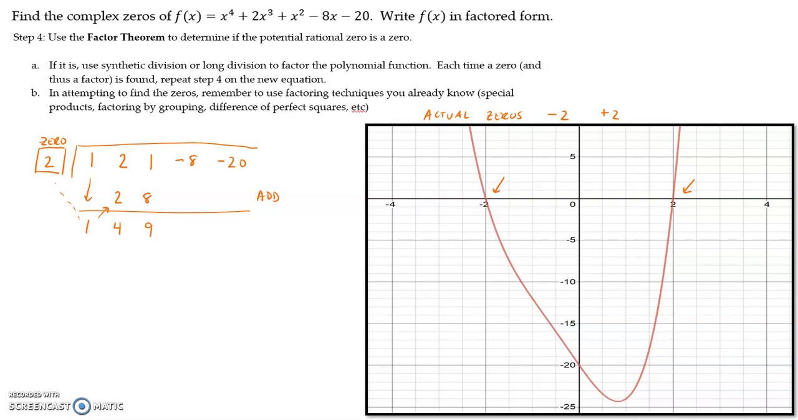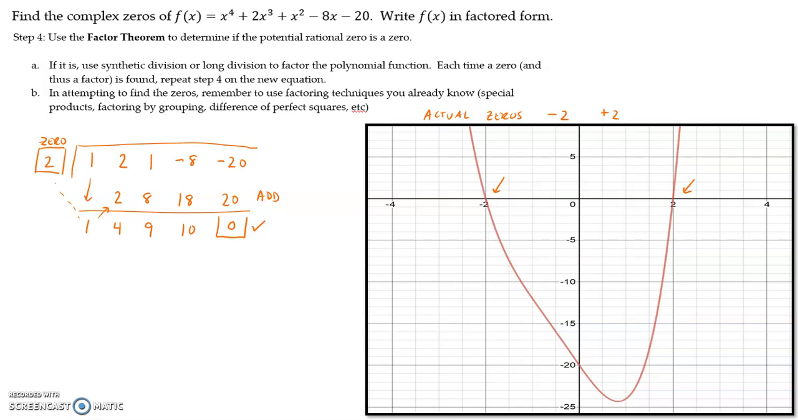If we add, we get 9. 2 times 9 is going to give us 18. When we add this, we'll get 10. And 2 times 10 is going to be +20. When we add those, we'll get 0. And that's what we wanted, right? We knew it was a 0, so it should check out and give us a remainder of 0.